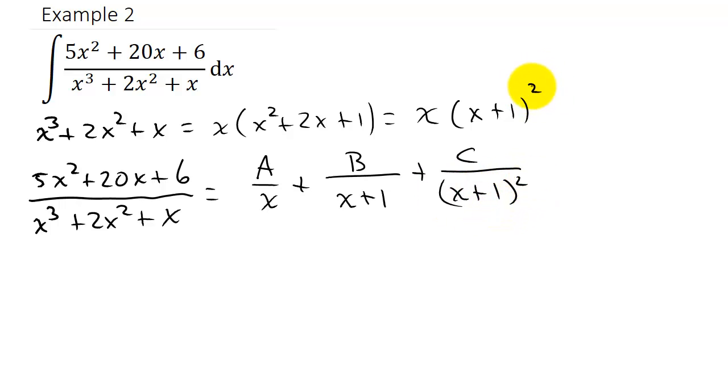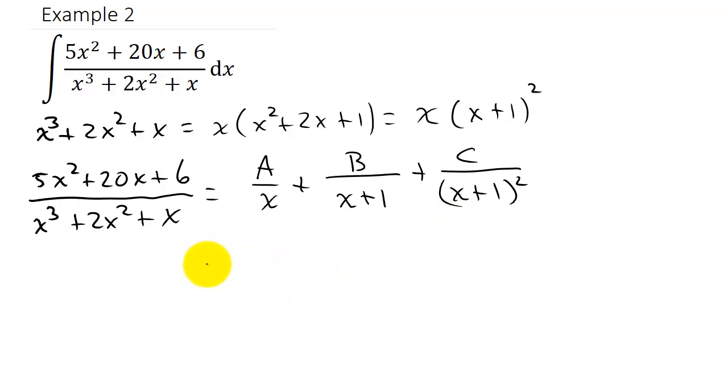And if this was a cubed, I would have A over x plus B over x plus 1 plus C over x plus 1 squared, and then I would have to add plus D over x plus 1 cubed. Okay, whatever this exponent is, that tells you how many factors you're going to have. Okay, no, we're not looking at the x when I'm talking about that. The x is by itself, but I'm talking about this one. Whatever this exponent is, that tells you how many you're going to have there.